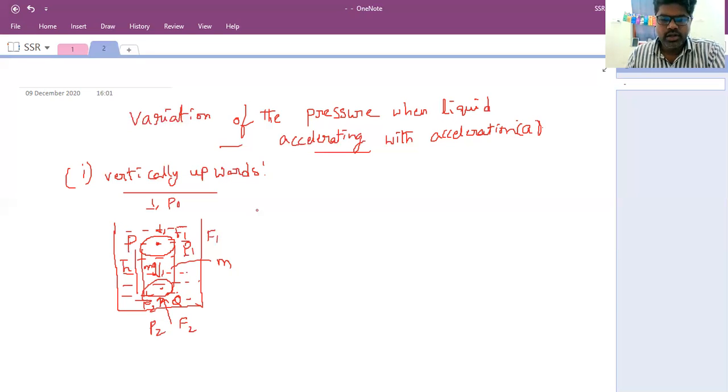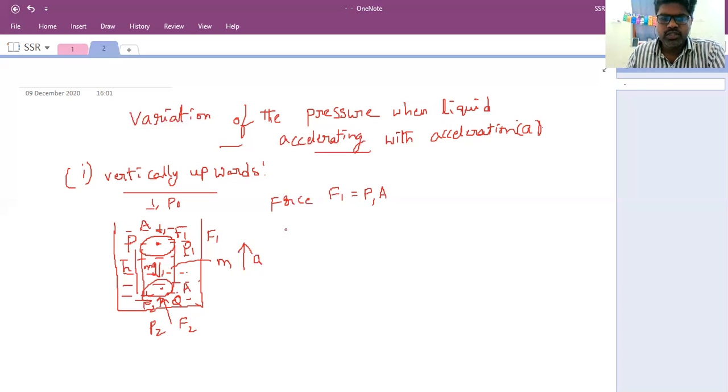Okay. Then you can observe the forces. The total system is moving with an acceleration a vertically upward. Then the forces acting at the bottommost point Q and uppermost point P: the force acting at the uppermost point, F1, is equal to pressure P1 into A, the area of cross section. Let us say the area of cross section is capital A. For this cylindrical column, the cylinder face area is capital A.